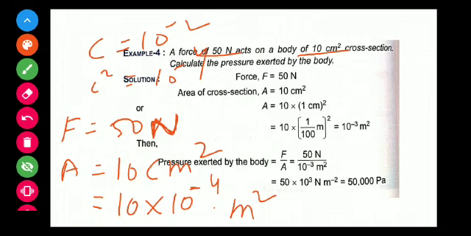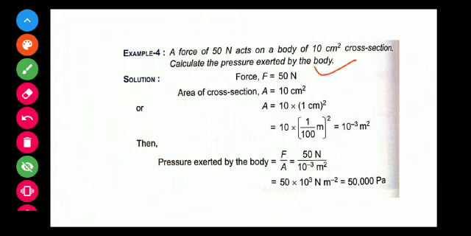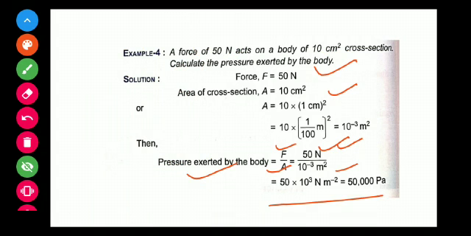Now, find the pressure. Pressure is force upon area. Therefore, force is 50 Newton, area is 10 centimeter square. Convert 10 centimeter square into meter square, that is 10 to the power minus 3 meter square. Pressure is equal to force upon area, so force is 50 Newton upon area 10 to the power minus 3 meter square. Therefore, pressure exerted by the body is 50,000 Newton per meter square or 50,000 Pascal.